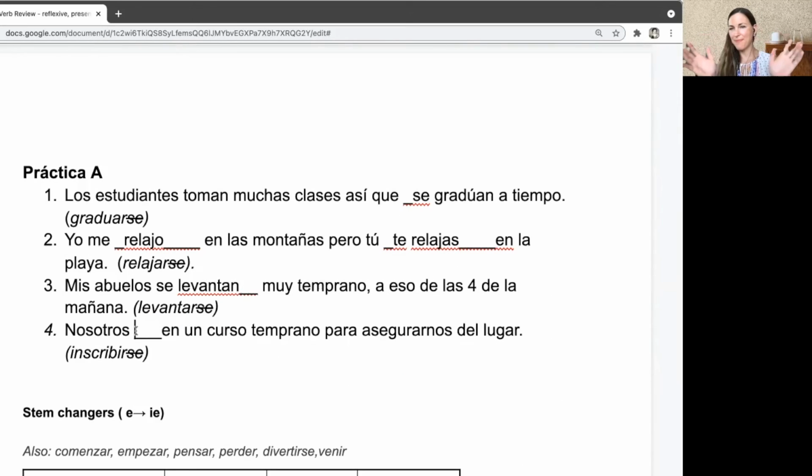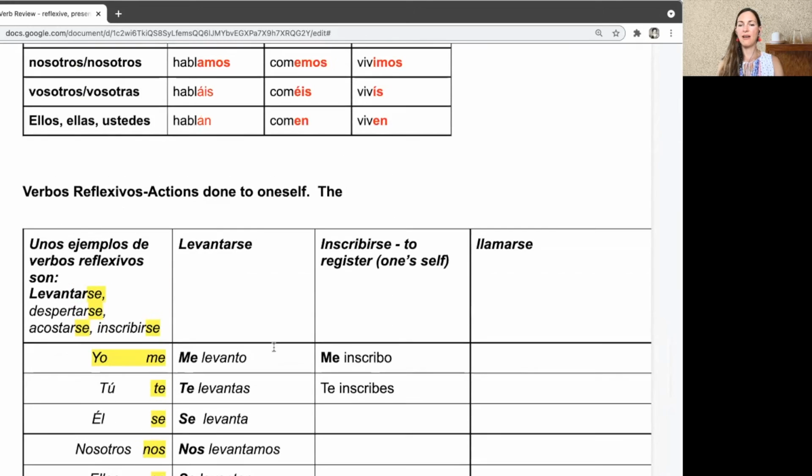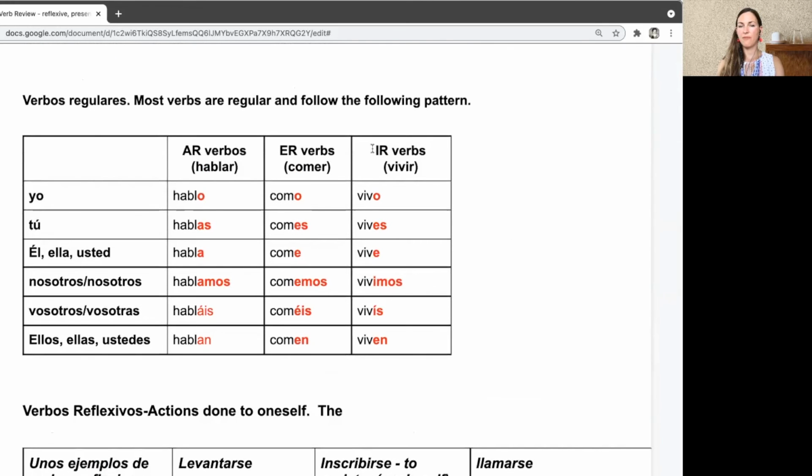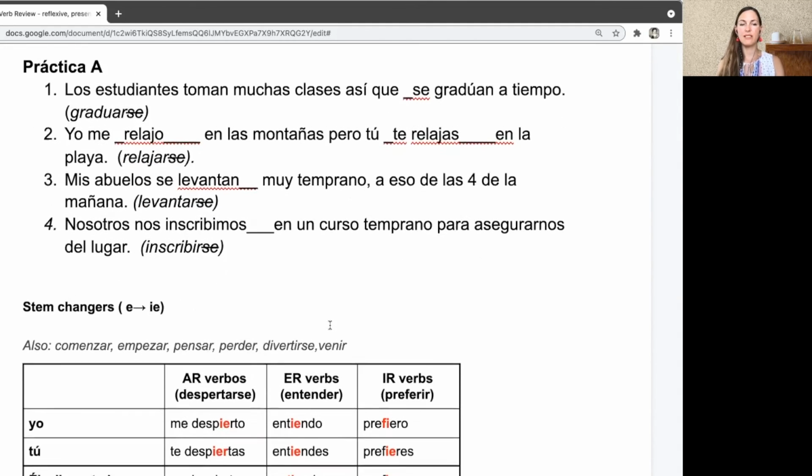If you're ready, you could stop this video, but I figured why not do it together? Nos, okay, inscribe. We have to take off this IR ending and pick our regular one. Okay, it's an IR verb, and it's for nosotros. Here's our ending, imos. Kind of like, you know, a formula. Nos inscribimos, we register.